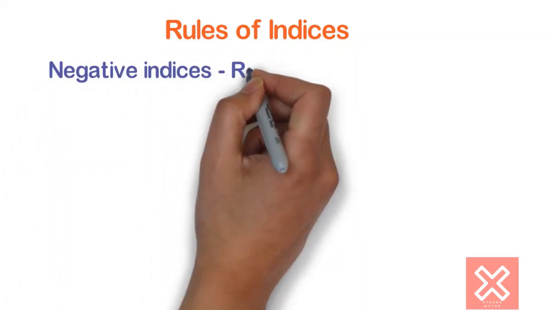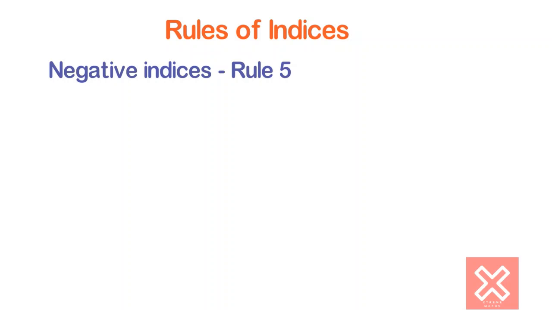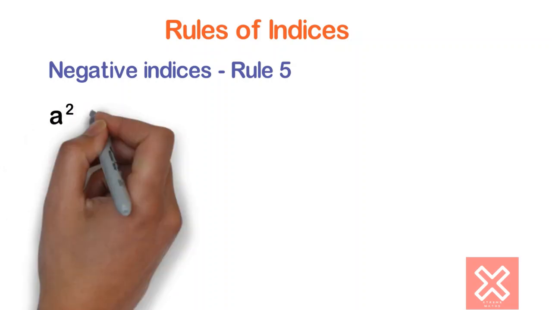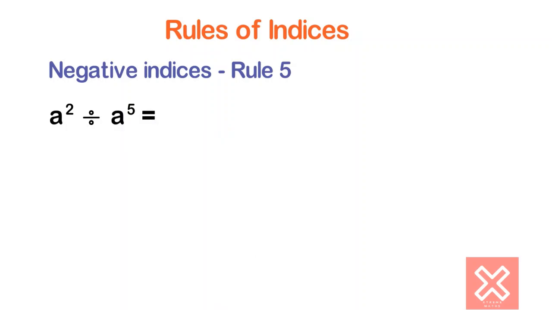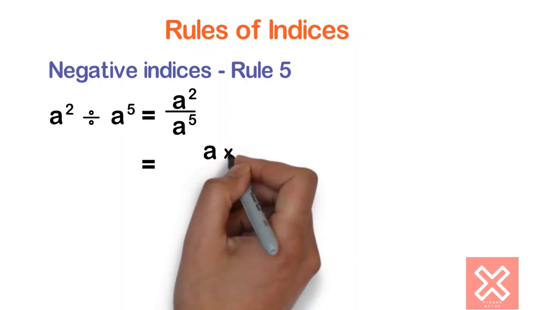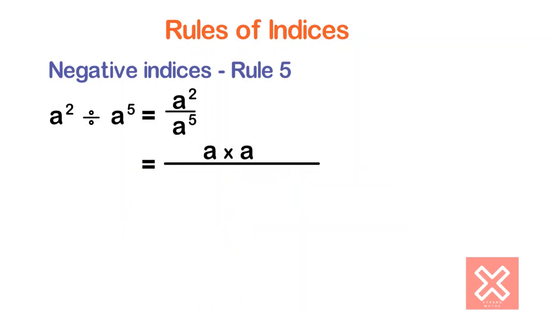Negative indices. To understand negative indices, let's do the following example. A to the power 2 divided by a to the power 5. Let's write a to the power 2 over the line and a to the power 5 below the line. Let's write each as repeated multiplication.